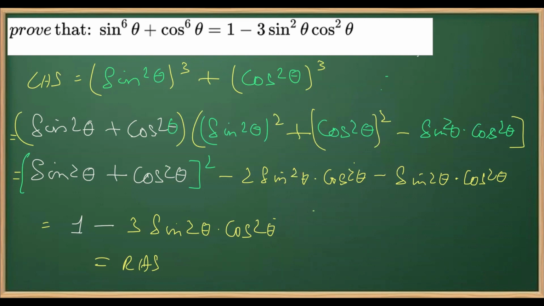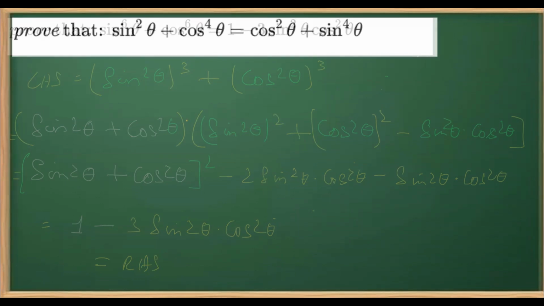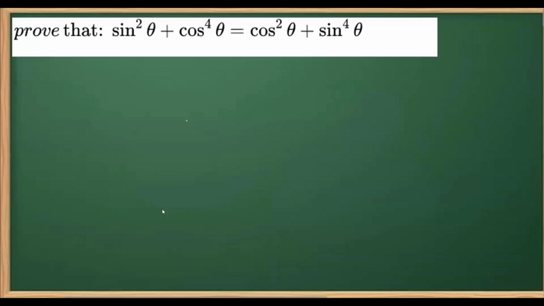Now I'll go to the next question, that is question number 2. In the second question, it's sin square theta plus cos raised to the power 4 theta, and the RHS is cos square theta plus sin raised to the power 4 theta. Now the powers are just opposite to each other. So we'll begin with, say, the LHS, and what I'm going to do is write cos raised to the power 4 theta as cos square whole square.